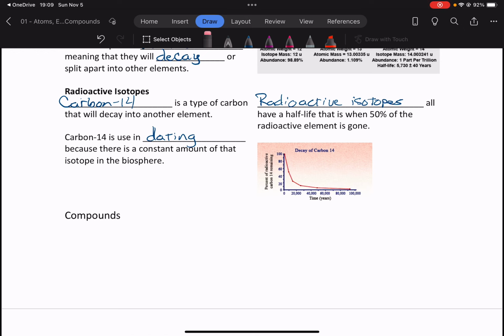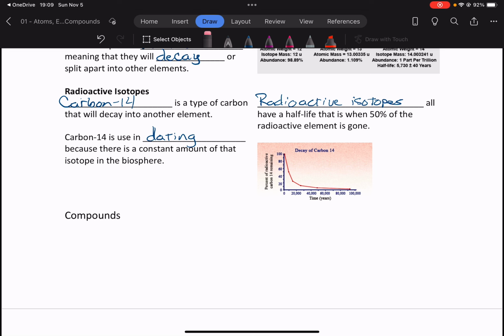And so it's not much good after about 30 to 40,000 years. It gets kind of wonky. But again, it's kind of where it is now.